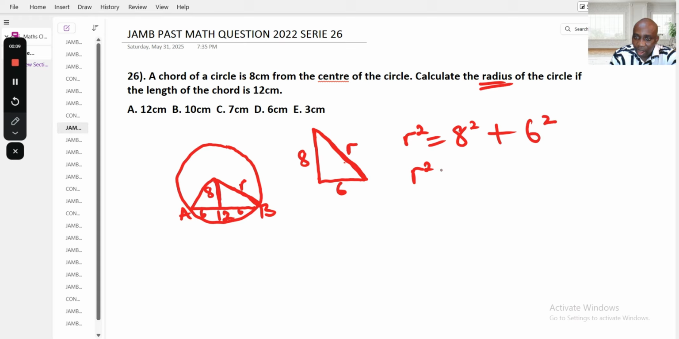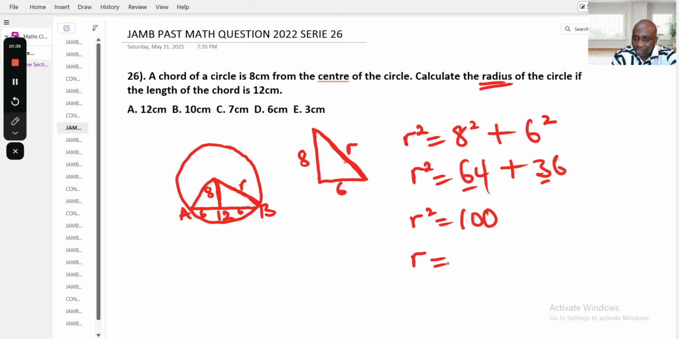Now, R raised to power 2, what is 8 times 8? 64. What is 6 times 6? 36. Now let's add this up. 6 plus 4, 10, 0, remainder 1. 3 plus 6, 9, plus 1, that's 10. Therefore, we have 100. This raised power 2, we are going to put it on top of that 100 so that the radius will stand alone without anything raised to a power.